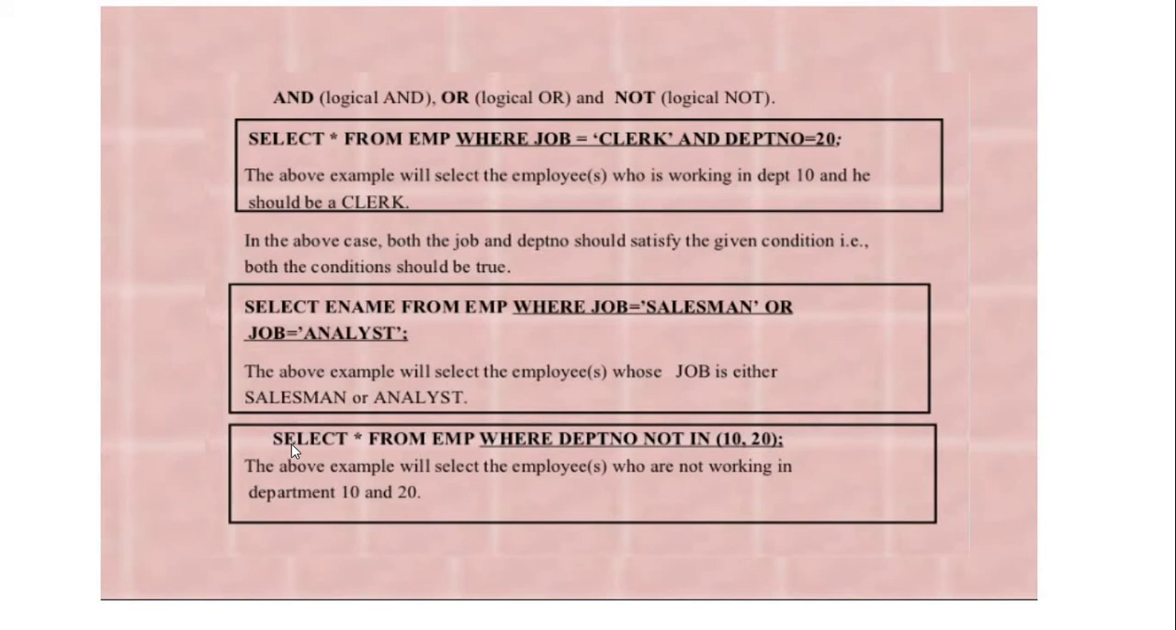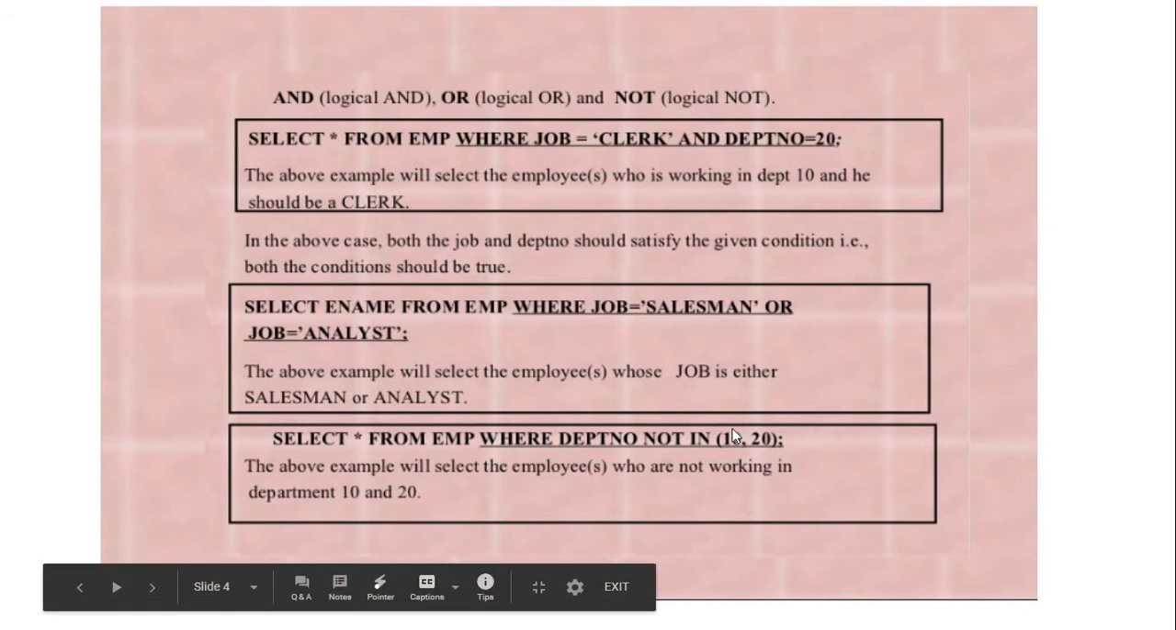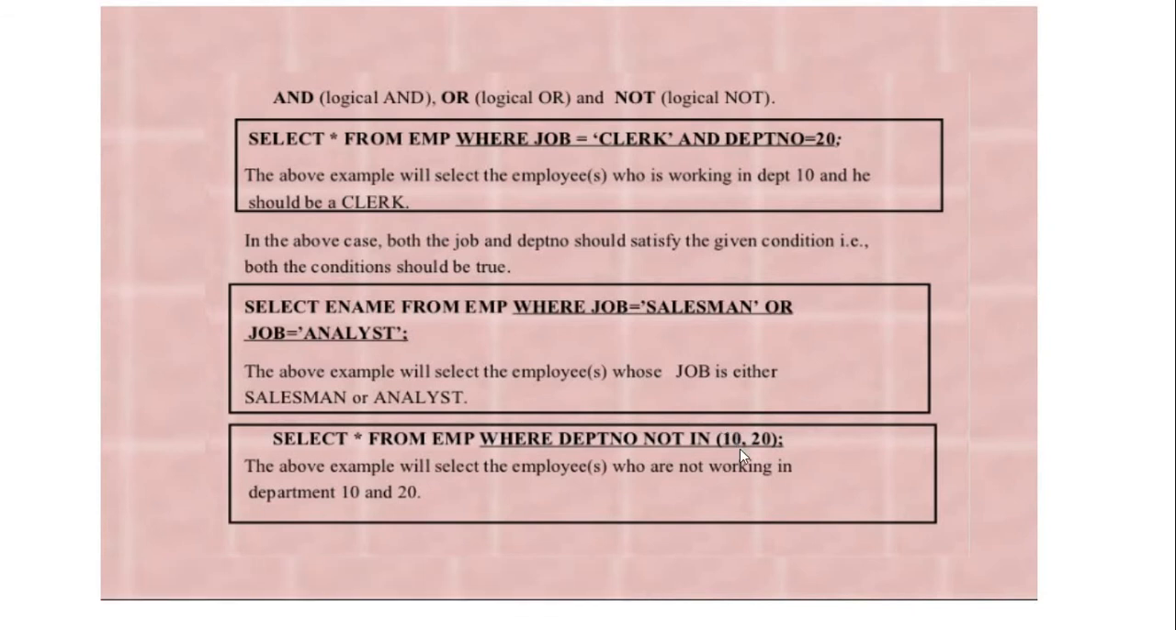Like if you see this SQL statement, select star from employee where department number not in 10 and 20, it will return all the rows where the department number is neither 10 nor 20.